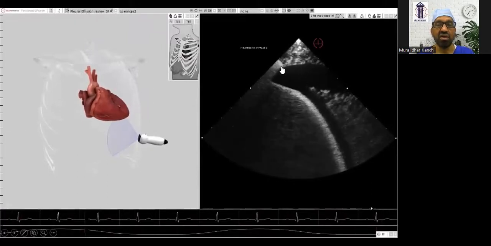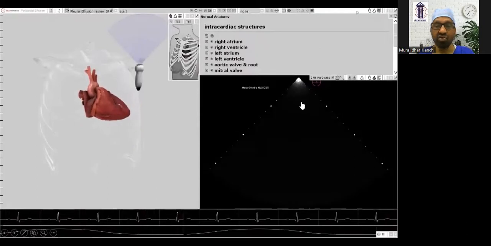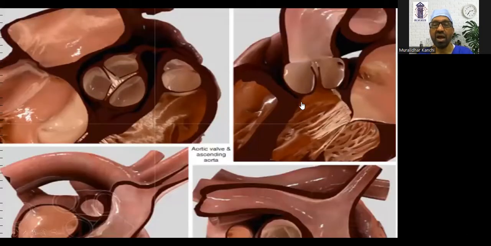This anechoic area is the pleural effusion, and the ability to add labels and individually highlight the structures may be done virtually in cardiac structures. For example, here we are highlighting the aortic valve and the ascending aorta in the cross section and in the long axis, and in the upper esophageal views, we can see the great vessels.